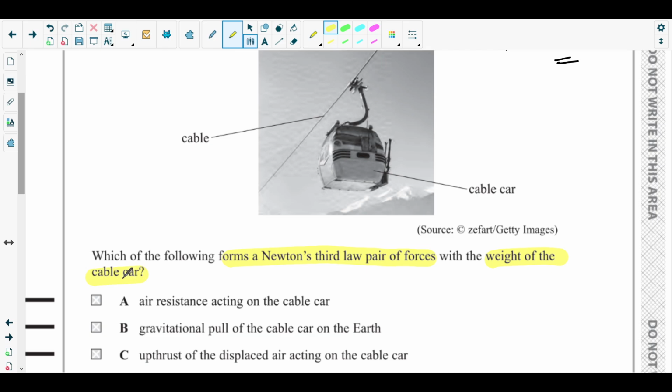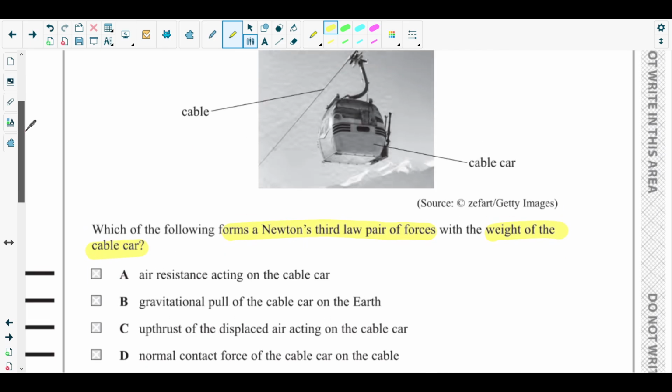With what? Weight of the cable car. What's the Newton's third law pair force for the weight of the cable car? Okay, so Newton's third law pair force.